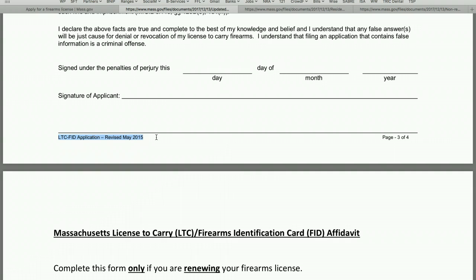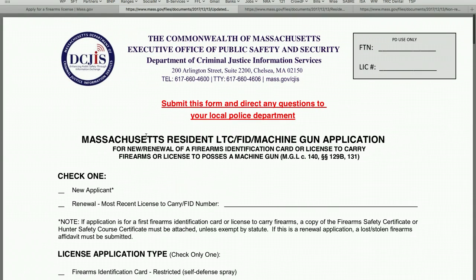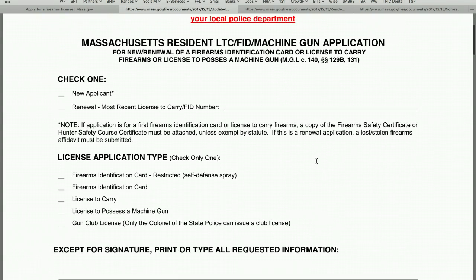So there was an older application a couple of years ago that is null and void. So if you're still hanging around on one of those, it's not good. So this is the statewide application. It doesn't matter what city you live in. It's statewide, so everybody should be able to use that.